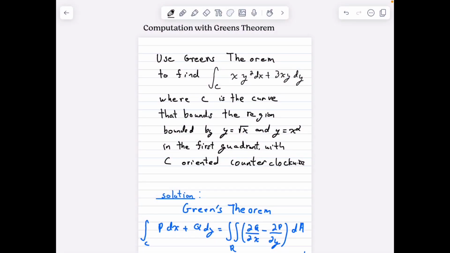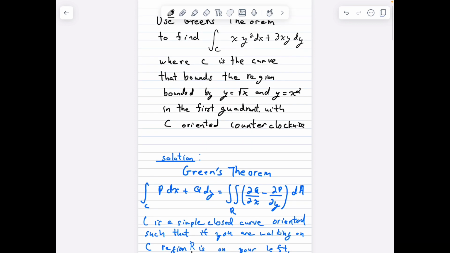Today we're going to be using Green's theorem to find the value of this line integral. Use Green's theorem to find the line integral of xy squared dx plus 3xy dy, where C is the curve that bounds the region bounded by y equals root x and y equals x squared in the first quadrant, with C oriented counterclockwise. This is a multivariable calculus problem.